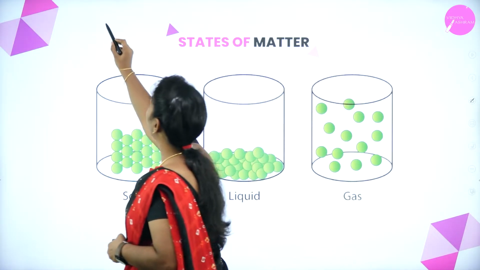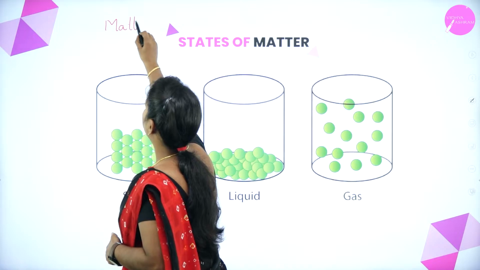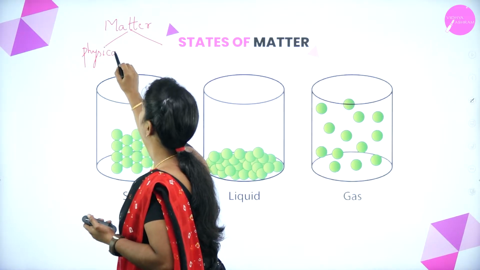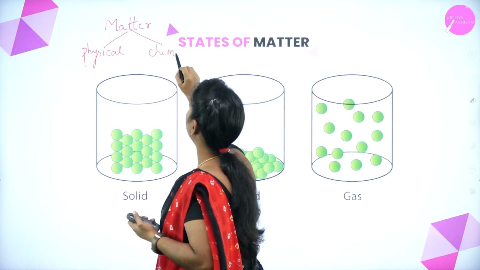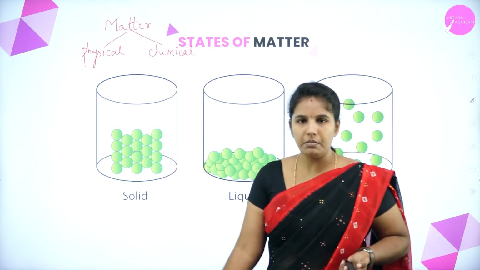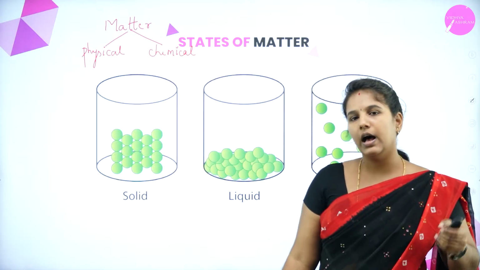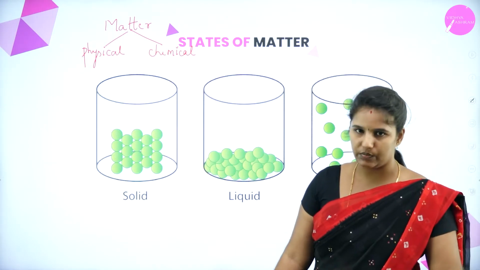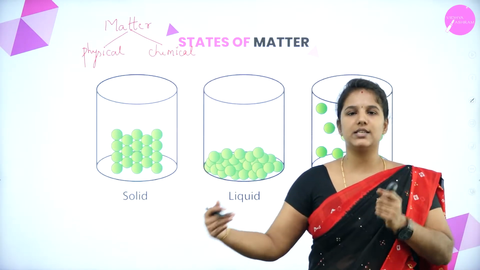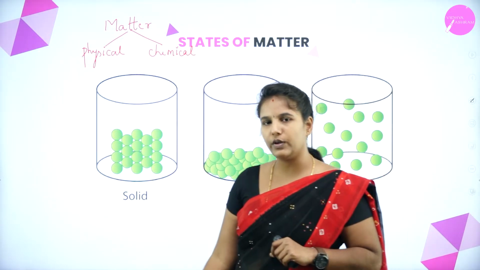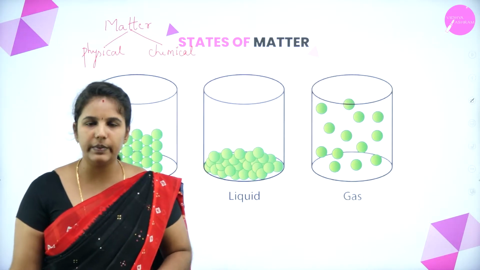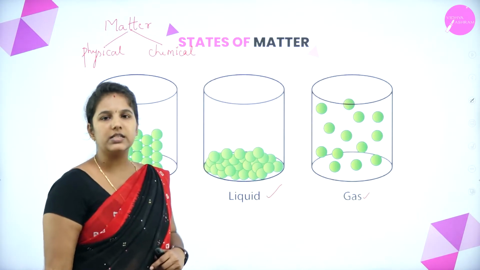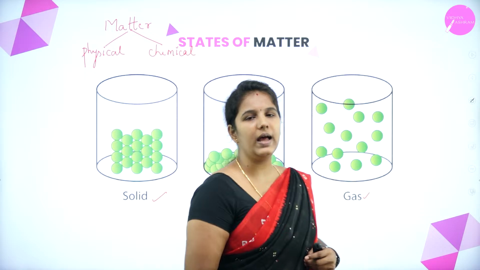Usually, matter can be broadly classified into two types. Okay? First one is a physical classification and second one is a chemical classification. If I talk about the physical classification, it comes under the physical states of matter. So, what are the physical states you can see in matter? There are three main states. Which are those? A solid, a liquid and a gas. So, these are the physical classifications of matter.